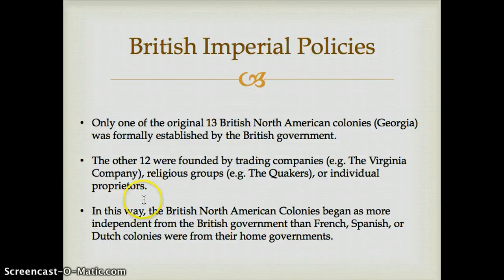Because all but one of the colonies were not actually founded by the British government, in a way they began as more independent from the British government than French, Spanish, or Dutch colonies were from their home governments. So the British government still had ultimate authority over the colonies, but because the colonies began as trading companies or were established by religious groups, they had some sense of independence already, and an assumption that they did have control over their own affairs. So they start out with that idea right from the very beginning.